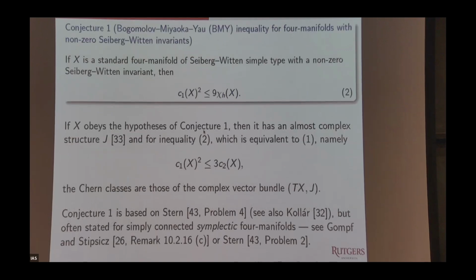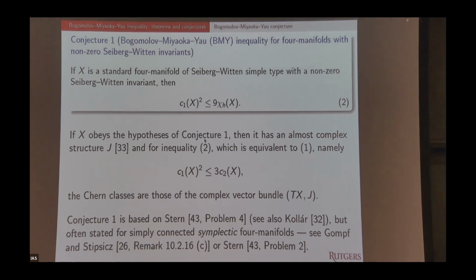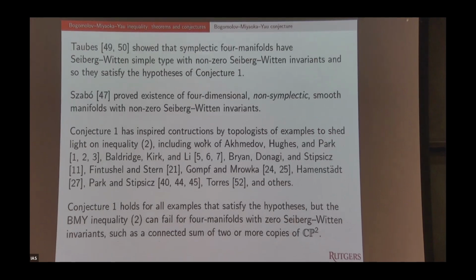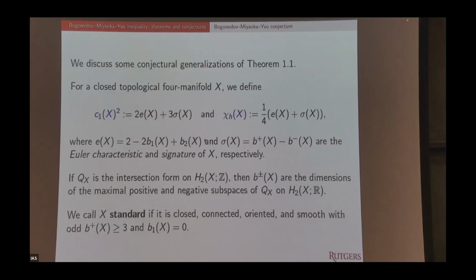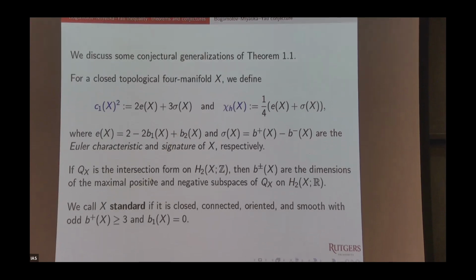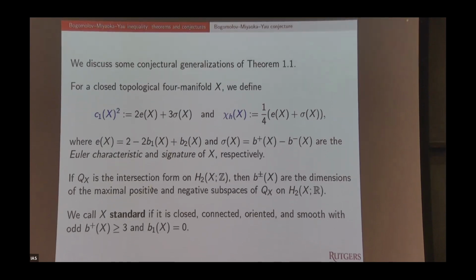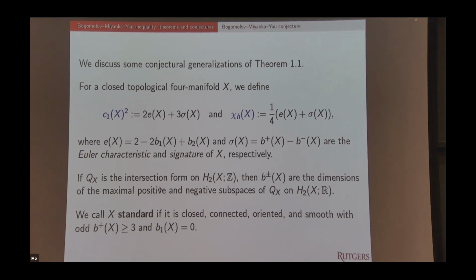So it will include symplectic manifolds, but they will have these properties. Okay, so we're going to call a four-manifold standard if it has just a bunch of properties that happen to be good for doing gauge theory on, so Seiberg-Witten theory or Yang-Mills theory, in the sense of Donaldson theory. So it's closed, connected, oriented, smooth, and it has odd self-dual Betti number, bigger or equal to 3, first Betti number equal to 0.